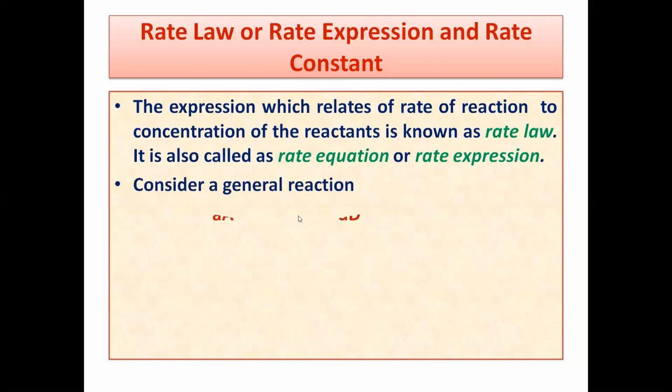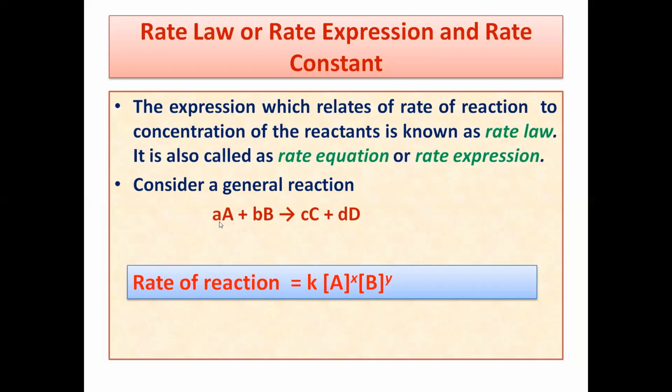So consider a general reaction, for example, A plus B forming C plus D, right? The rate of this particular reaction can be written as equal to a rate constant multiplied by the concentration of reactant A raised to the power x, and the concentration of reactant B raised to the power y. So this complete expression, the rate of reaction related to the concentration of the reactants multiplied by the rate constant, this complete mathematical equation is called a rate law, right?